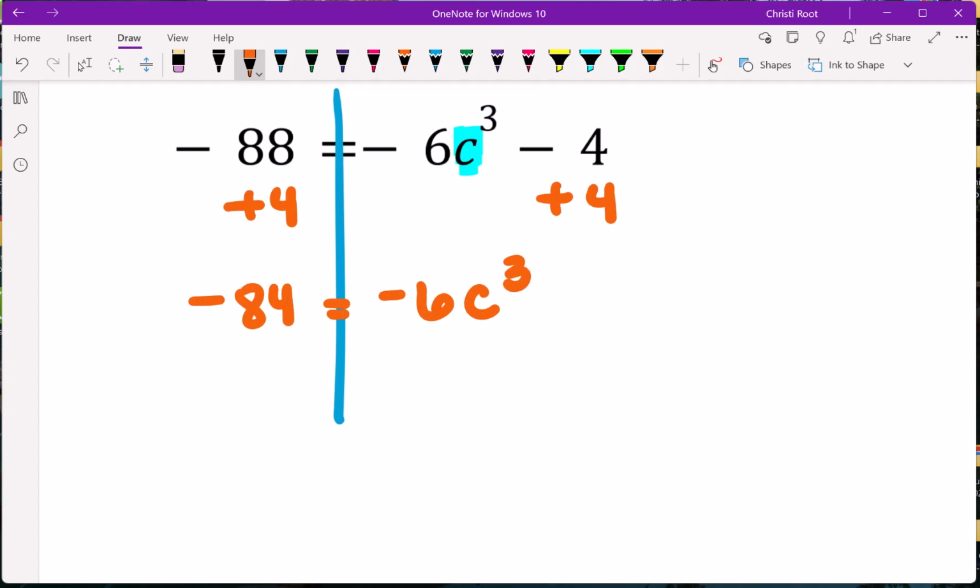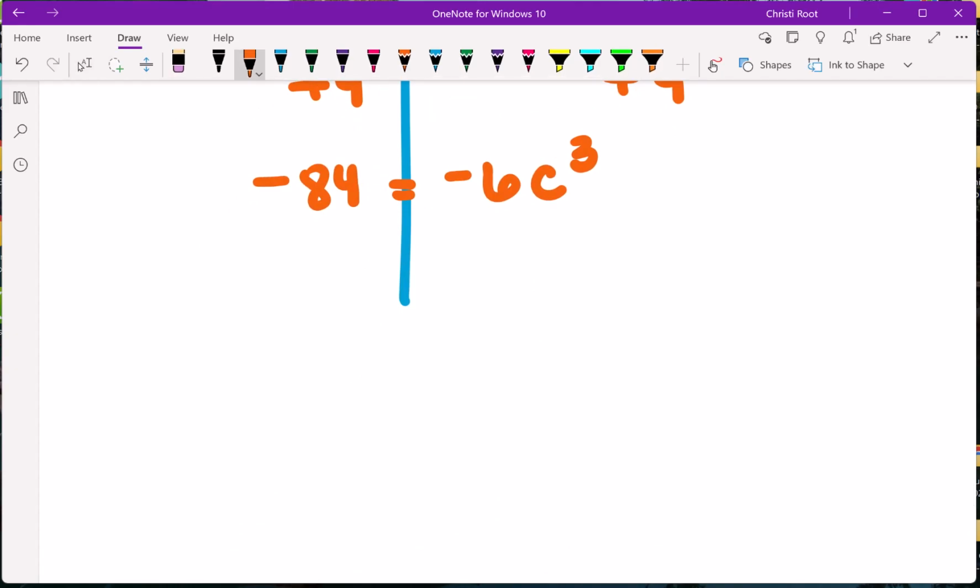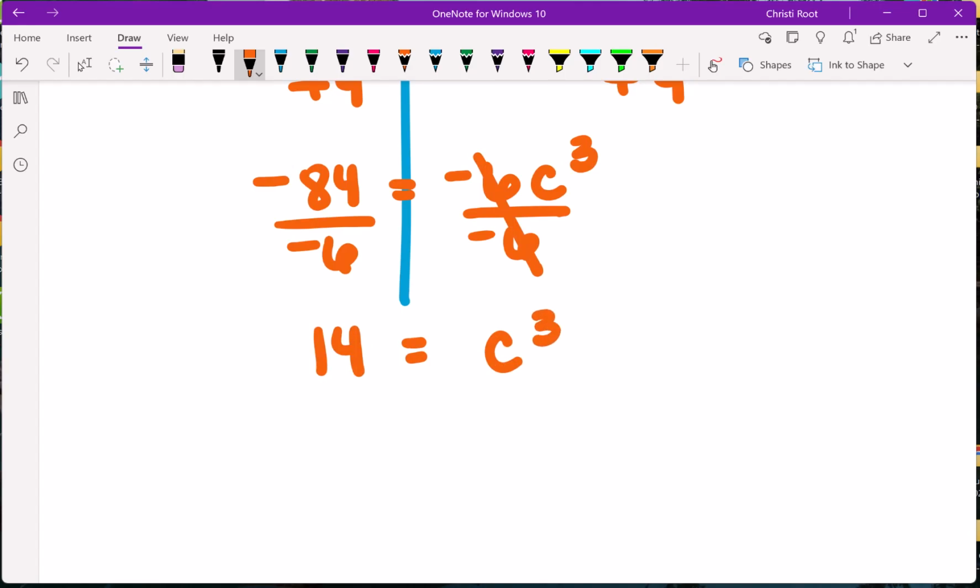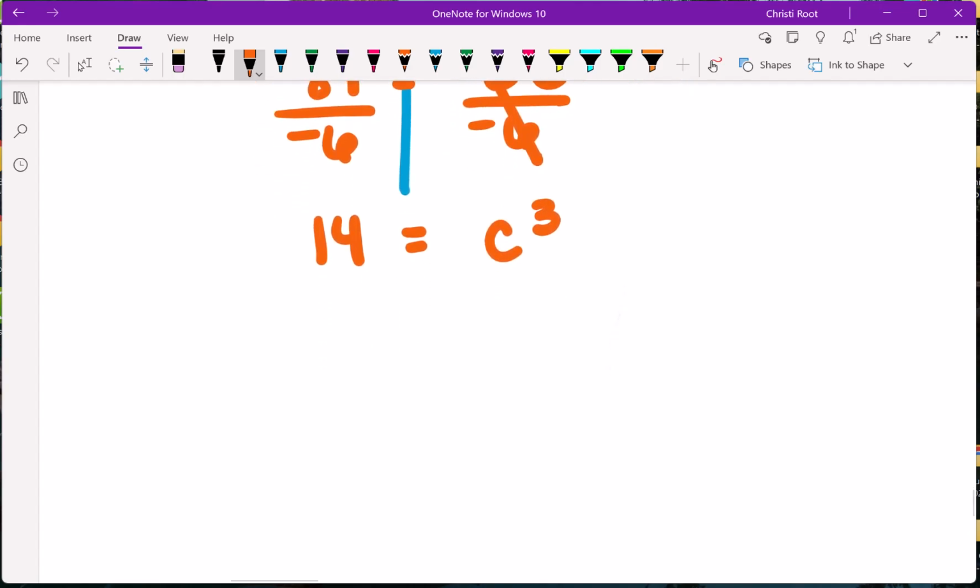Now I can get rid of the negative 6, so I'm going to divide both sides by negative 6. And I think that's 14. And now all I have to do is get rid of the 3rd power. So I'm going to take the cube root of both sides.